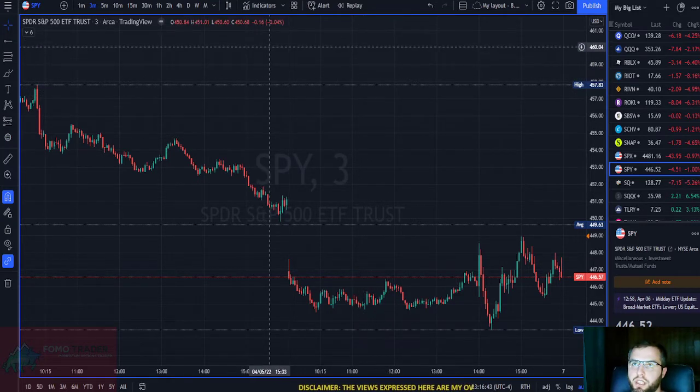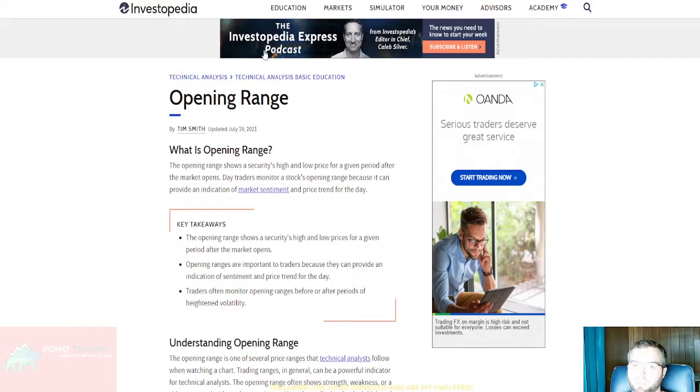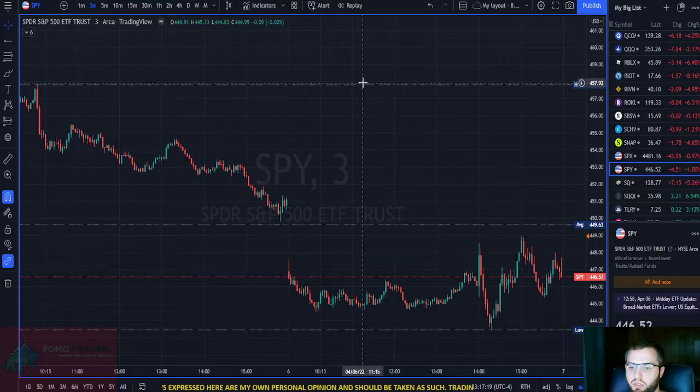First, I want to start by going over what an opening range is, and this definition is taken directly from Investopedia.com. What is an opening range? The opening range shows a security's high and low price for a given period after the market opens. Day traders monitor a stock's opening range because it can provide an indication of market sentiment and price trend for the day. So basically it can be used on any time frame, and you get the high and low of that range and you wait for a break above the high or below the low. And I will show you an example.